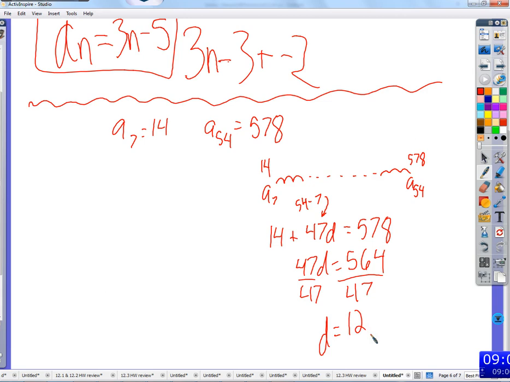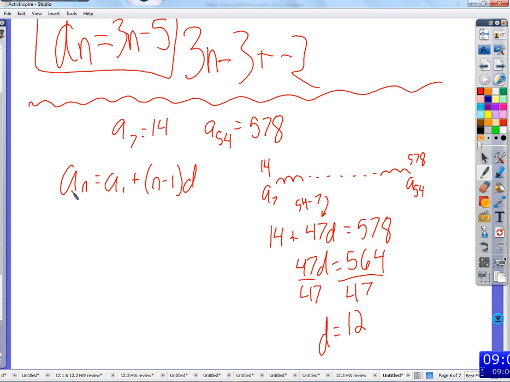So now D is 12. Now you're going to project into the whole rule. Into the rule? Okay, well, so you've got to find A sub 1. Well, we can do this. We can use the formula. The formula looks like this. Agreed? We don't know this, right? But do we know this?